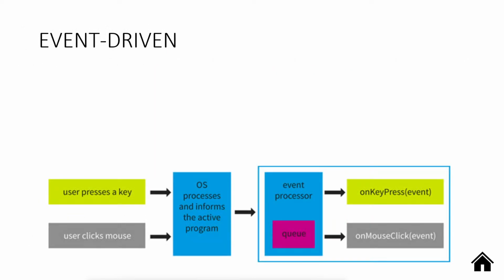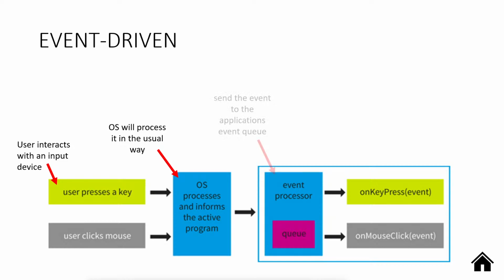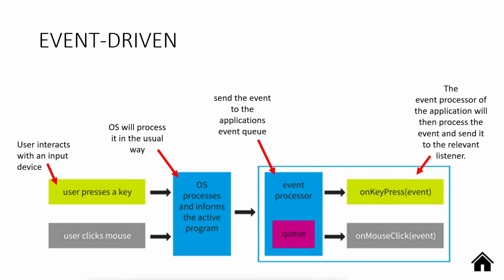If you look at this diagram, it explains what happens and how the operating system generates those events. So the user will press a key, the operating system informs the program that the key has been pressed, and the operating system then sends the event to the application's event queue. What that means is it just goes into a queue and waits to be processed. We work out what code needs to be actioned because of the keys that they've pressed, and then we just run that on key press event or the on mouse click event or whatever input device they're using.